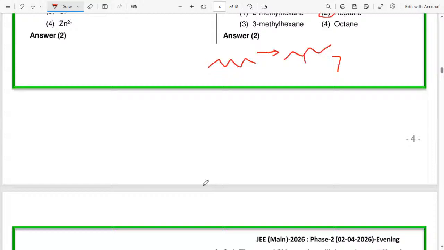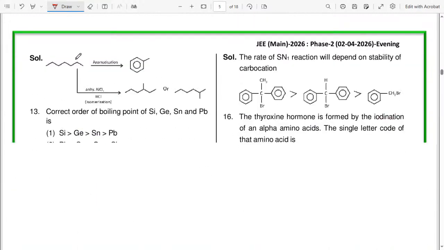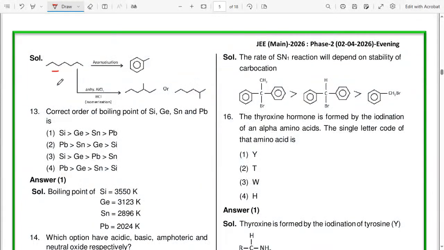So is it so? Yes, let us see the solution. Yes, if you take heptane, a 7-membered chain, you are going to get 7-membered carbon containing toluene, and this is also a 7-membered alkane, right? So the correct option is heptane.